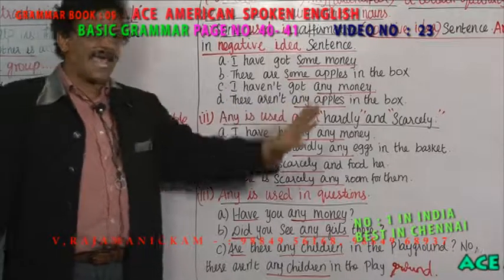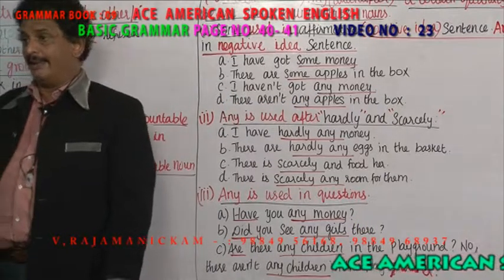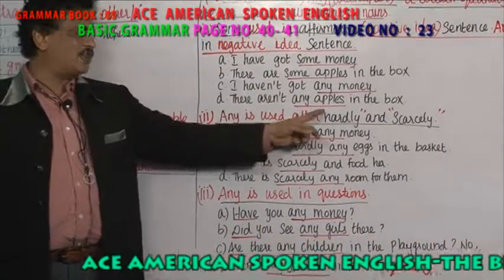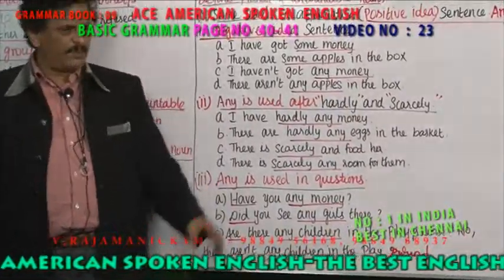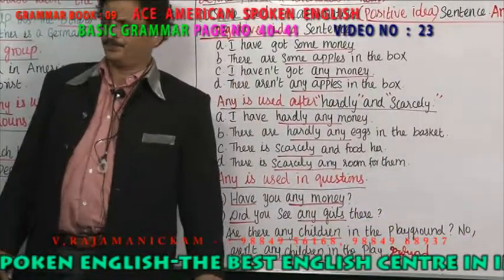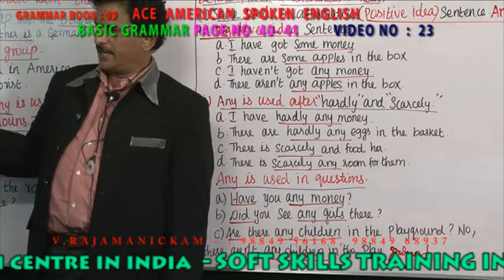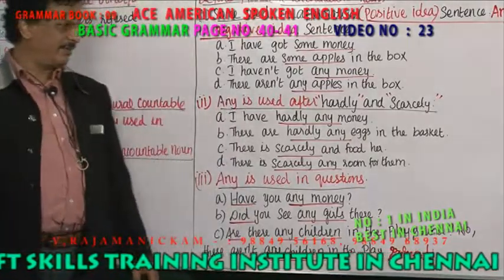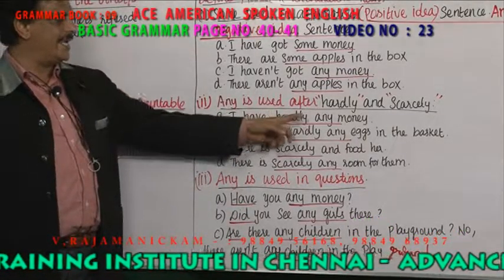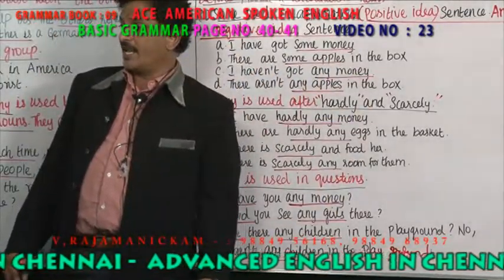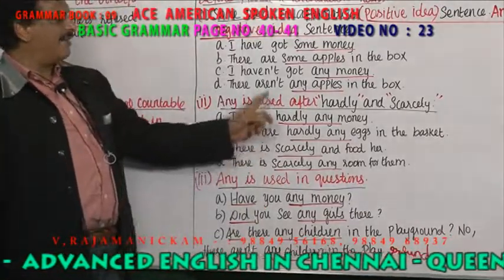There aren't any apples in the box. So in negative sentences, you are using any. Any is used after hardly and scarcely. What do you mean by hardly and scarcely, sir? Hardly means almost no. I hardly work means I almost don't work at all. I hardly have money means I almost don't have money at all, right? So scarcely means what? Very rarely, very little. See, I have hardly any money. So after hardly and scarcely, you are using any.